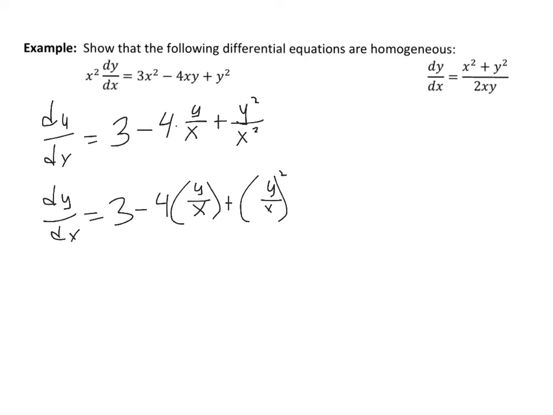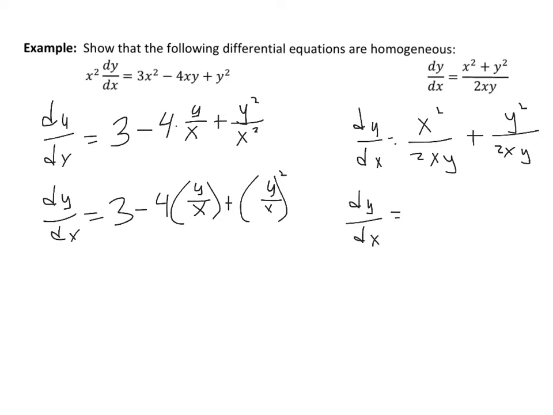So now we'll move over to the one that's on the right. I think the first step here is going to be to split this into two separate fractions. So this would give me dy dx equals x squared over 2xy plus y squared over 2xy. At this point, we can simplify each one of those rational functions a little bit. This would give me x over 2y, and this would give me y over 2x.